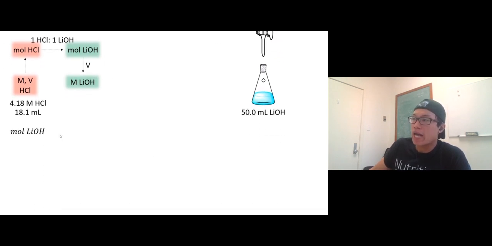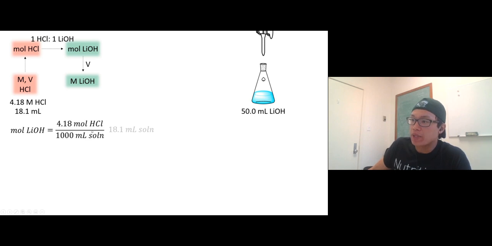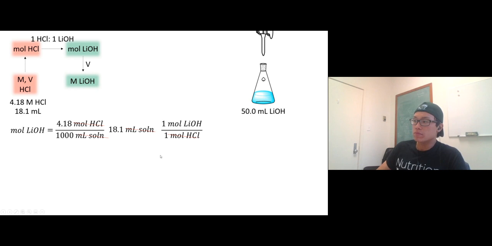Okay. All right. Lithium hydroxide. So we have the standard solution, 4.18 moles of hydrochloric acid per 1 liter, or 1,000 milliliters, of solution. That's the concentration. You can find the moles of this by multiplying by volume, so volume cancels out with that. And then we have the moles of hydrochloric acid. From moles of hydrochloric acid, you can go to moles of lithium hydroxide by putting moles of hydrochloric acid at the bottom, moles of lithium hydroxide at the top. So moles of hydrochloric acid cancel out. Now you get the moles of lithium hydroxide. Do the math, you get that number.